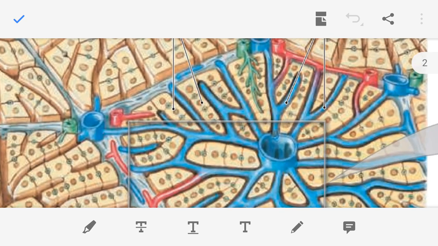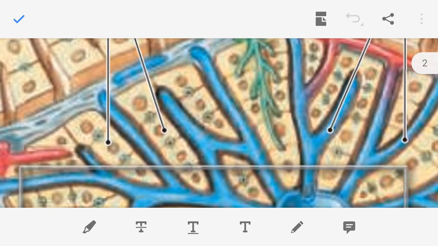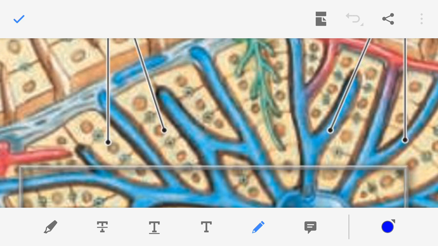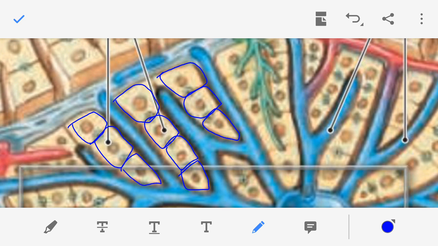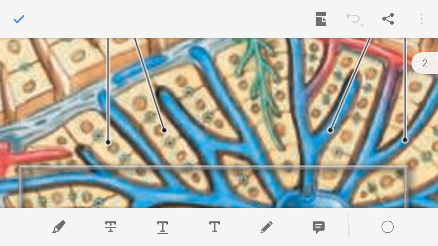And as you can see, these hepatic laminae have a thickness of one cell. So right now I am drawing one hepatic lamina. Now this is another lamina having the thickness of one cell. Okay, now the third lamina I am drawing. This is the third hepatic lamina. Okay, so these are the hepatic laminae.